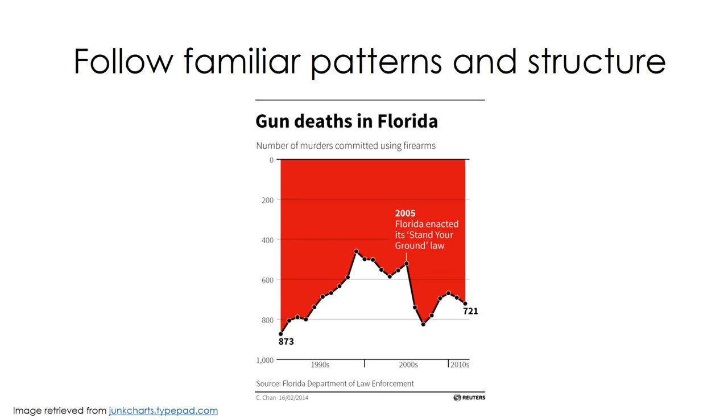Here, the designer used a familiar chart type for showing change over time, but for whatever reason, she inverted the y-axis so that 0 is at the top. One of the expectations that I have as a viewer is that 0 is going to be at the bottom of a y-axis. If you asked me to point out the year with the fewest number of murders committed using firearms in Florida, at a glance, I'd probably tell you the most incorrect year. Whatever her reasoning was for reversing it, in this case, I don't think was a good enough justification for veering away from familiar patterns and structure.